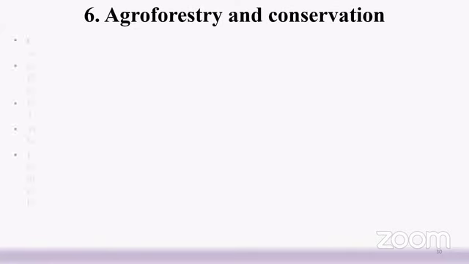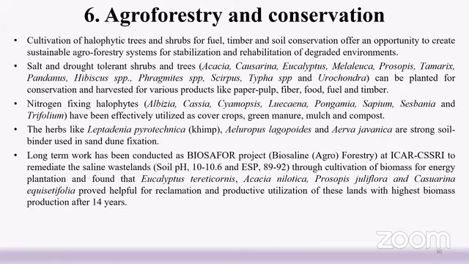Sixth use is agroforestry and conservation uses. This cultivation of halophytic trees and shrubs for fuel, timber, and soil conservation offers an opportunity to create sustainable agroforestry systems for stabilization and rehabilitation of degraded environments. Salt and drought tolerant shrubs and trees like acacia, casuarina, eucalyptus, and many others can be planted for conservation and harvested for various products like paper, pulp, fiber, food, fuel, and timber.